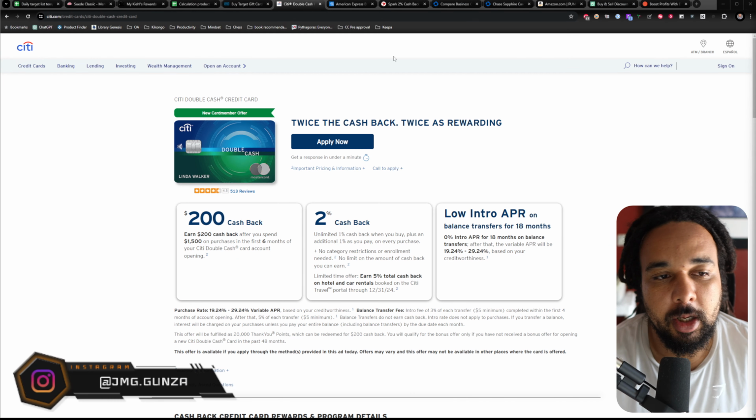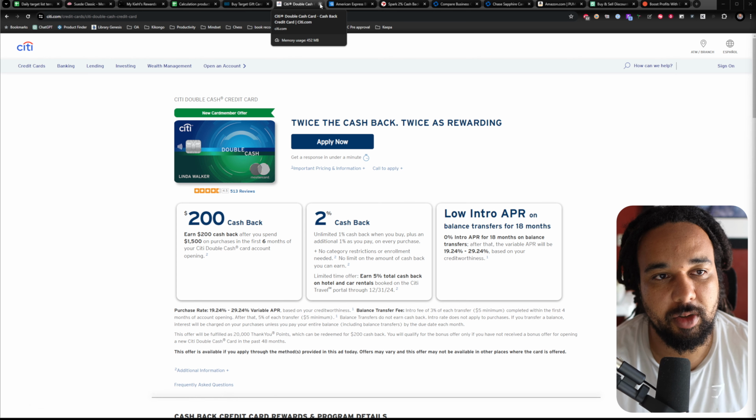Just use it for your business. It's fine. Or even if you use it for your personal expenses, it's not going to be that much work, okay? Do not let these people on Twitter stop you from doing stuff like this. It's going to be fine, all right? So, Citi Double Cash, 2% cashback, great credit card, if you want to do it this way.